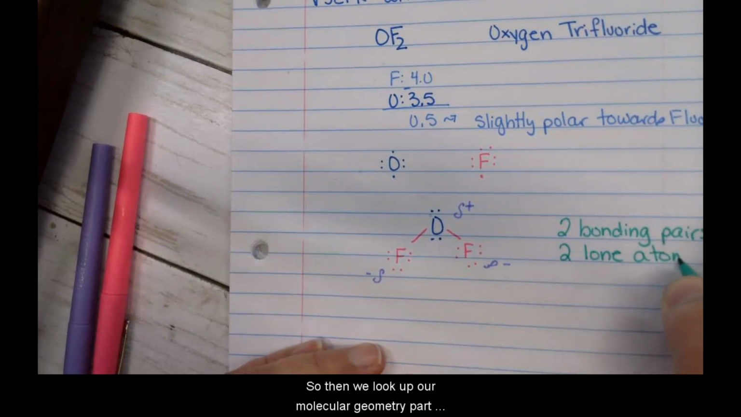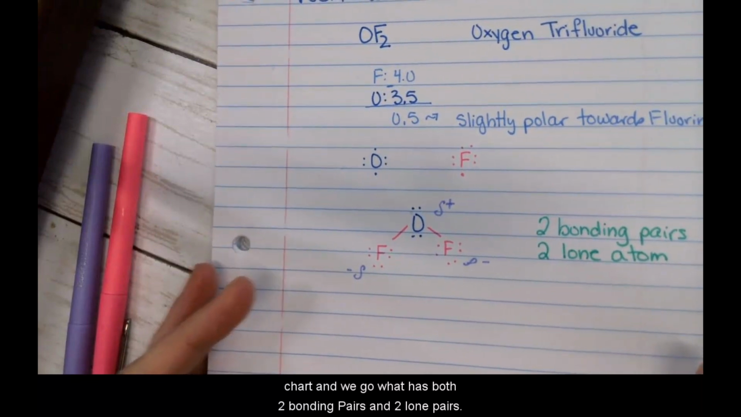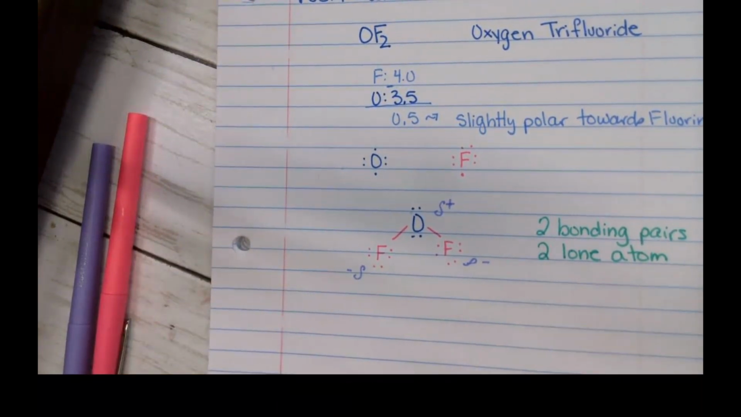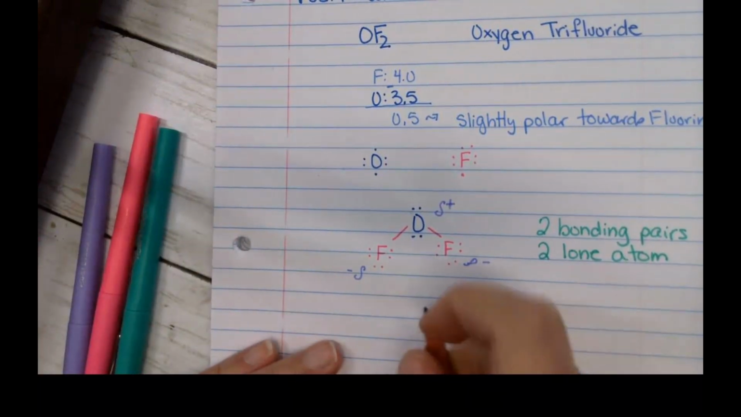So then we look up our molecular geometry chart, and we go, what has both 2 bonding pairs and 2 lone pairs? And that would be the molecular geometry of trigonal planar.